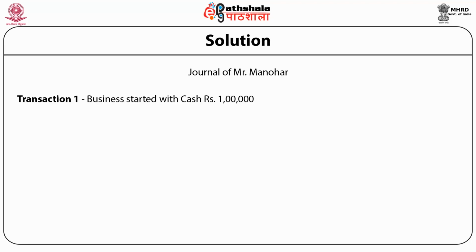So what are the 2 accounts which we have identified? One is cash, another is capital. Now the second step is we have to identify with which nature these accounts are related. So we can easily identify that the cash belongs to the real category and the capital belongs to the personal category that we have already discussed under the concept of double entry system.